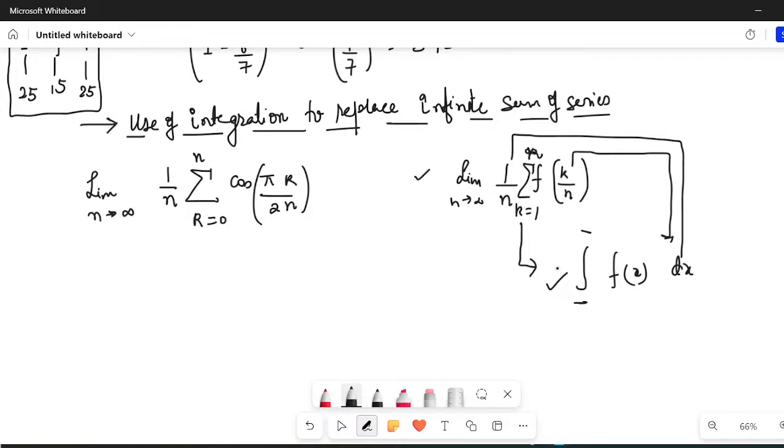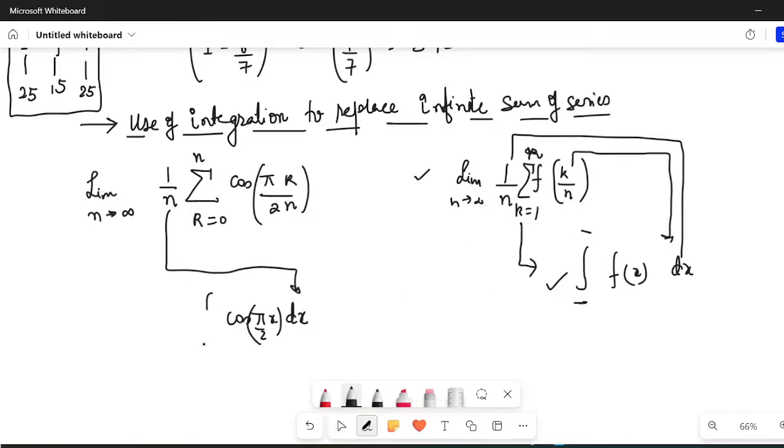Okay, chalo. So just think about this. Now, if I have to solve this particular summation, see here you have a pattern in k by n. There is a 1 by n. So what I have to do? I have to replace 1 by n by dx. I'll replace this entire thing by cos of pi by 2 x, right? So instead of k by n, I have to write what? x. This is what I have told you.